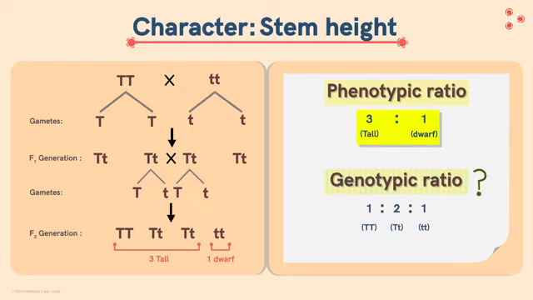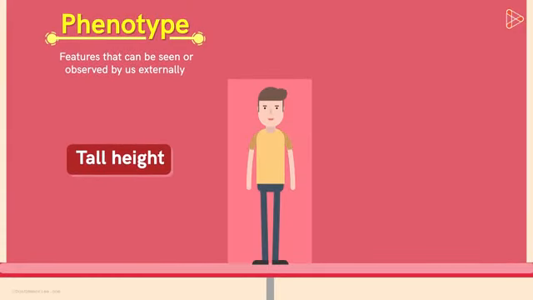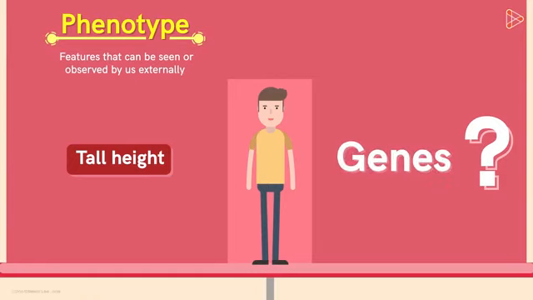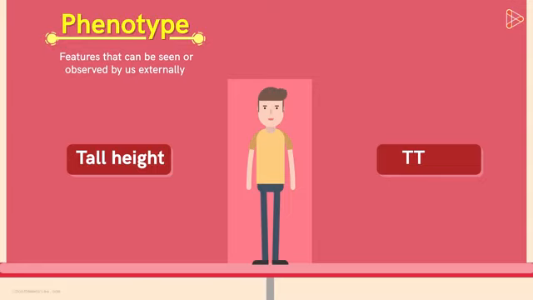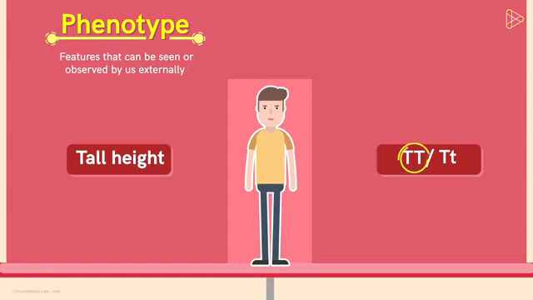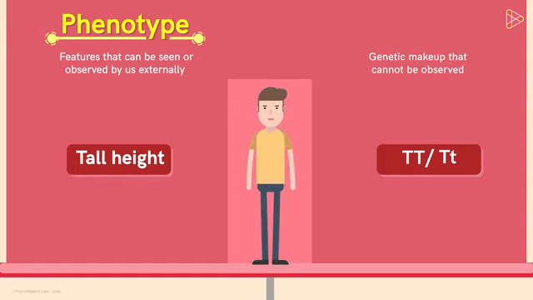What about the genotypic ratio? Let's take an example here. If we look at this tall guy, what can we say about his genes? This tall guy can have the genes TT both in uppercase or Tt, one in upper and the other in lowercase. We can't really predict it. So just by having a glance, we can't really guess if the individual is homozygous or heterozygous for height as the character. So the features of the genetic level which cannot be observed are called genotypes.